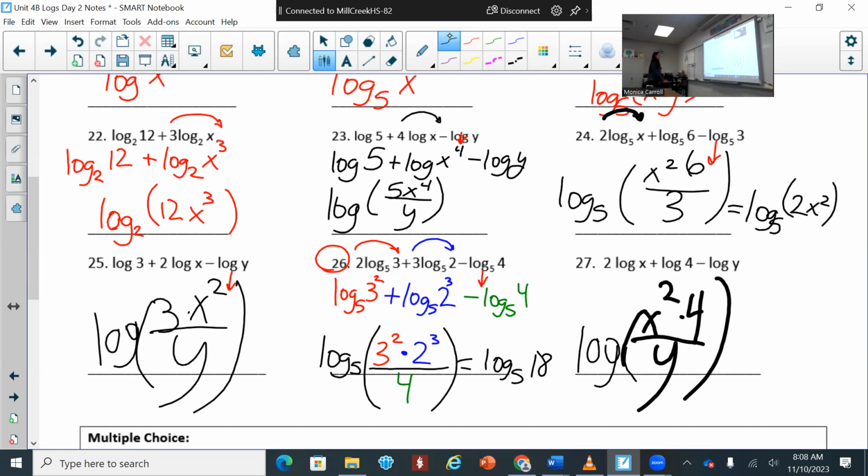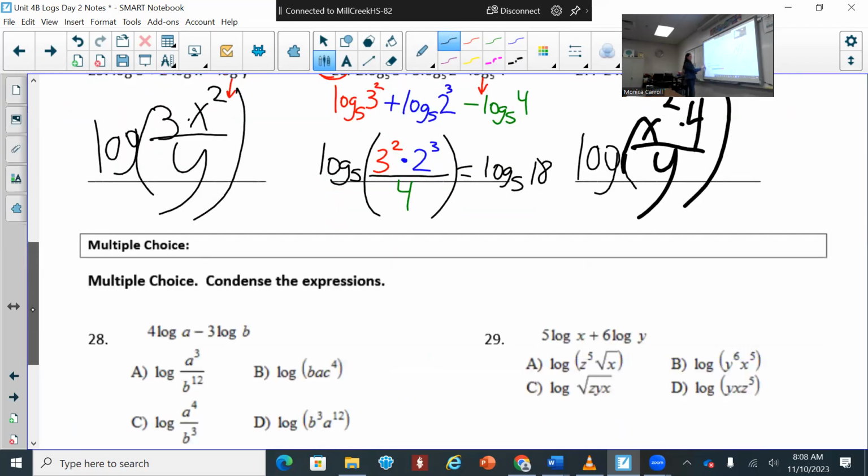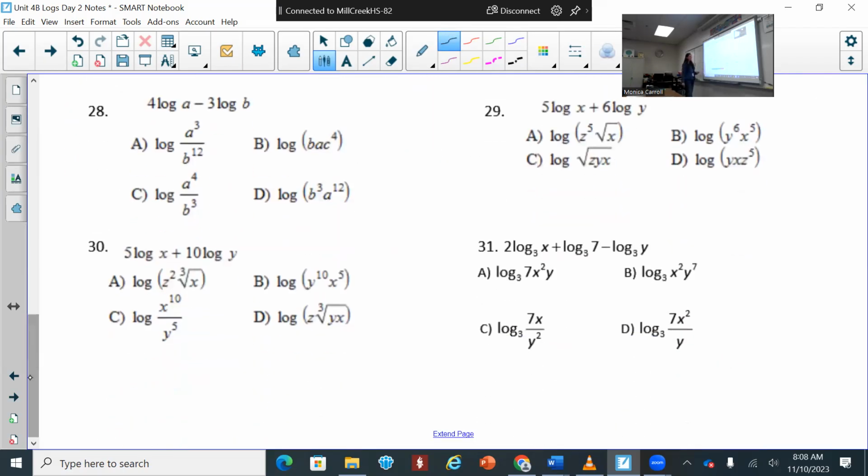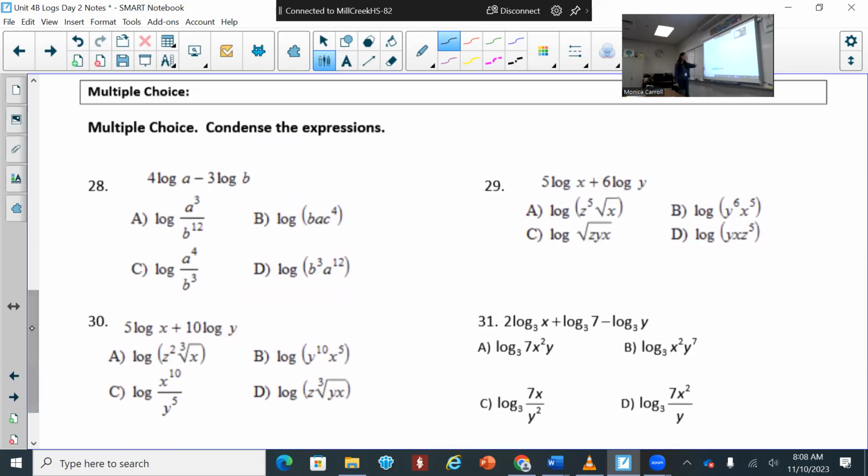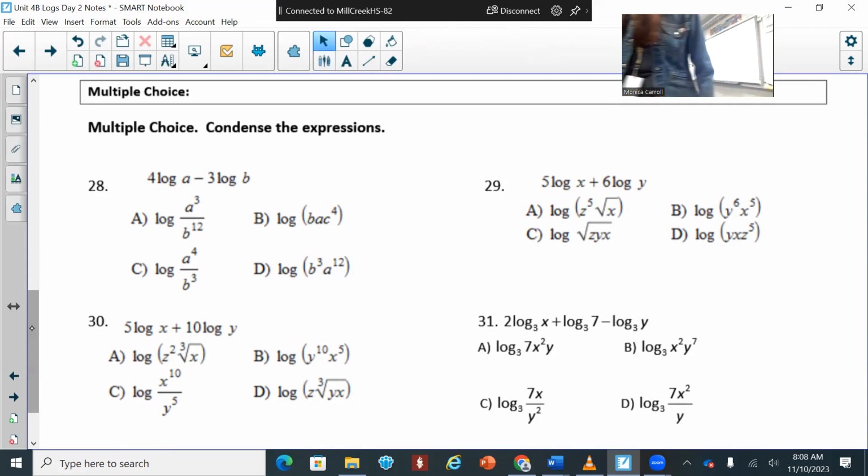No, it doesn't. This could be 3x squared or x squared 3. Usually you put the number and then the variable, but it's not wrong to write it the other way around. There are 4 multiple choice problems on the bottom. I want all 4 of them done before the bell rings. That is your only assignment for today. No homework, unless you didn't finish your little turkey thing, then that's homework.